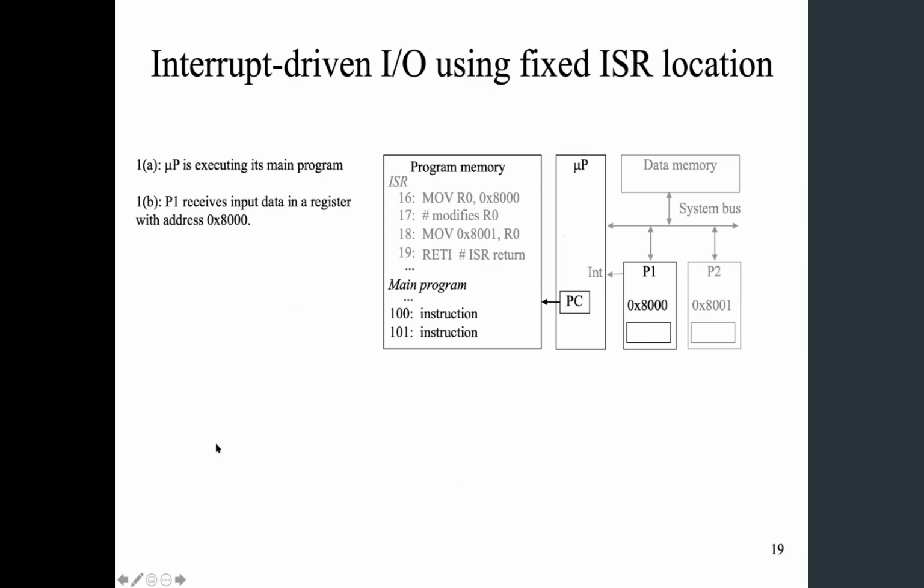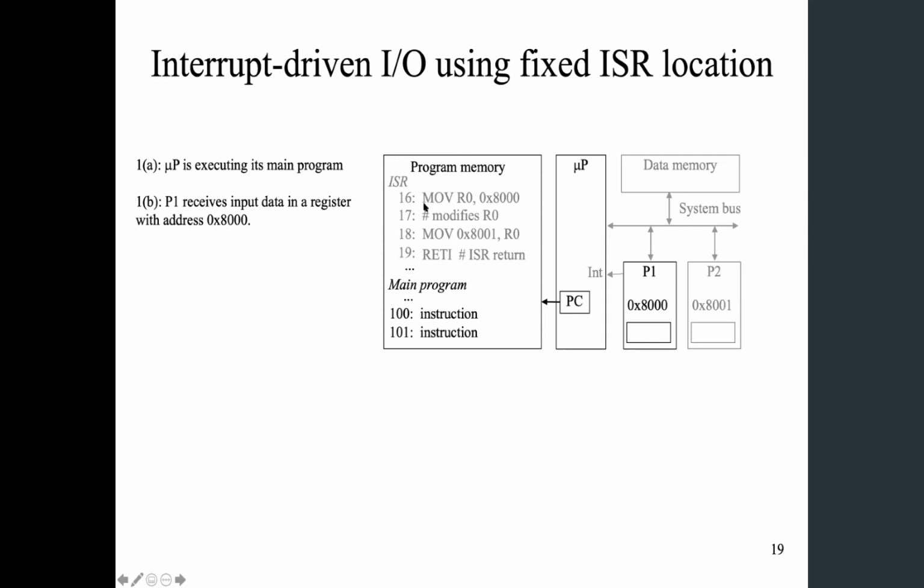So let's look at these animations to understand better how they actually function. So we have a program memory, and this is the main program. At this point, the microprocessor is executing this main program. So the program counter points to this address 100. So there's an instruction here. And we have also in the program memory an interrupt service routine, which is located at address 16. This really means that the starting address of this ISR is at 16.